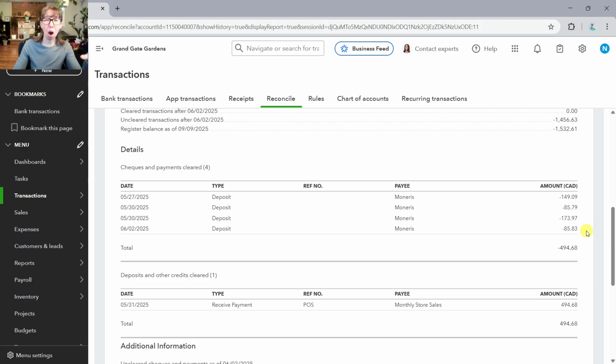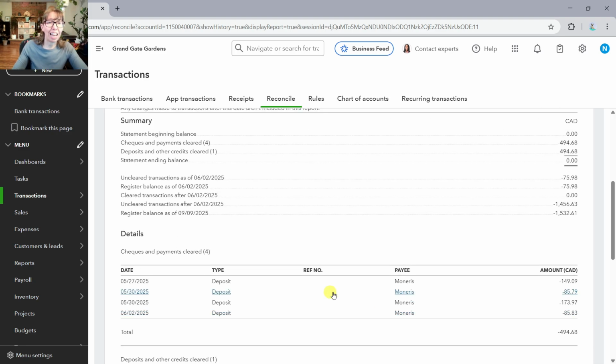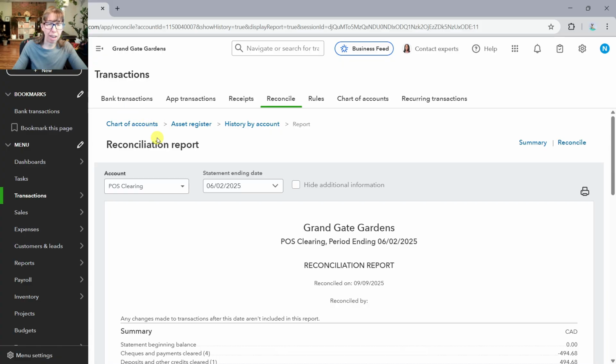Now, how would we know what portion of that deposit on June 2nd was $85.83 for May and $75.98 for June? How would we know what portion of that deposit was related to May and what portion was related to June? That is why we needed the Moneris statement for June, because that's exactly what I'm going to illustrate in June in two different ways. I'm going to represent it with Moneris, and I'm also going to represent it with Square with an extra level of complexity. So now with that refresher, let's go over to the bank reconciliations.